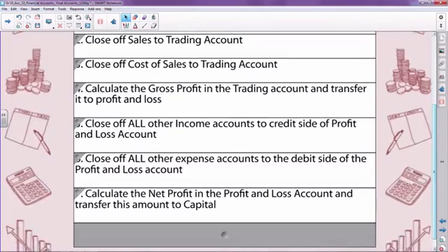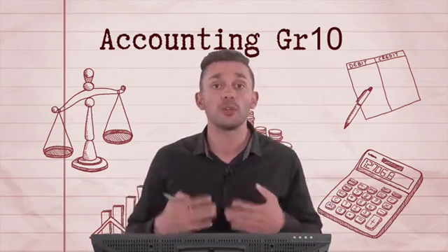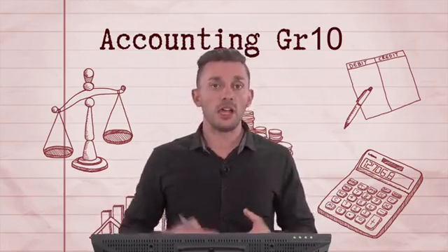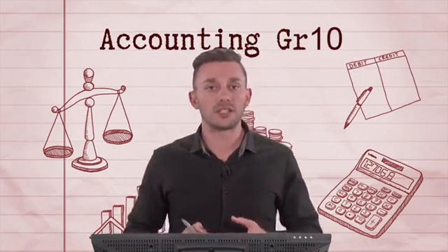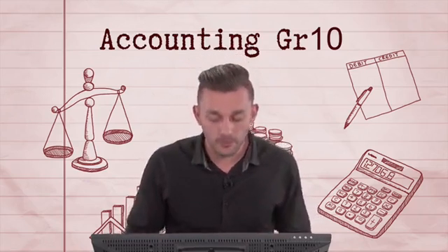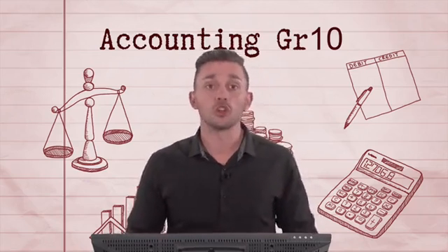Your net profit needs to be calculated, and this profit belongs to the owner of the business. Remember, we are busy with the sole trader. So this net profit goes to the capital account of this owner, and it will increase his capital in the business. But remember, if he drew money during the year, he'll have drawings.